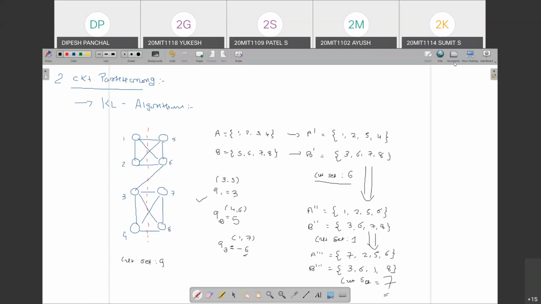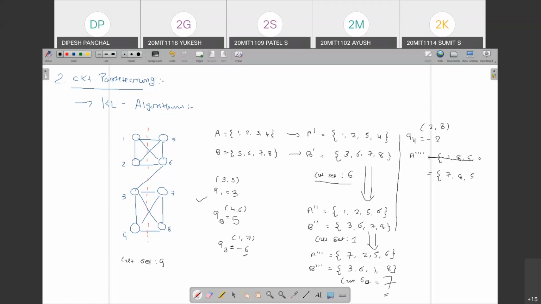Sir, minus 2. G4 is minus 2. Yes, correct. So G4 is minus 2. My partitioning A dash, which nodes? 2 and 8. Yes, this I have to interchange. 2 and 8.